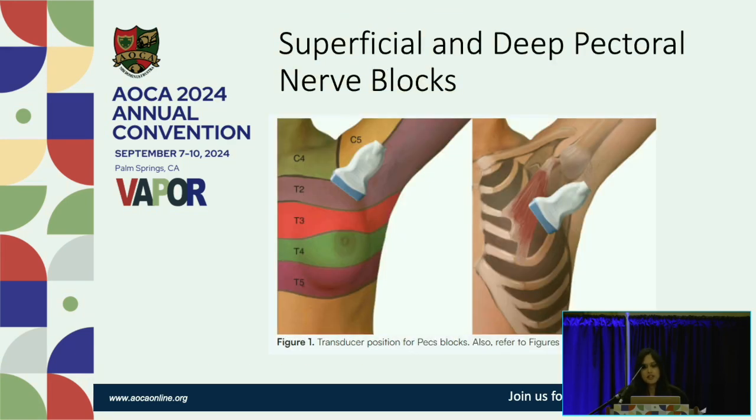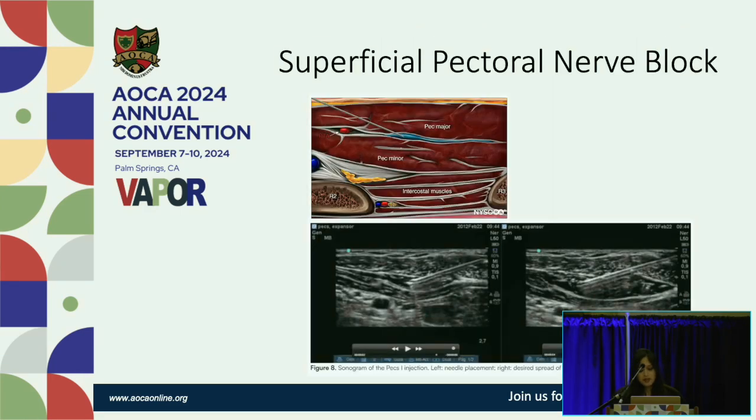So this is just an image to show where you would place the transducer while performing this block. The patient is usually supine. So the superficial pectoral nerve block involves hydrodissection of the plane between the pectoral muscles, and you can inject local anesthetic in this plane. The main landmarks to identify are the pec major, pec minor, and the pectoral branch of the thoracoacromial artery. This nerve block is performed with the patient supine, either with the arm next to the chest or abducted 90 degrees. And as you can see in the ultrasound image, you can see the needle trajectory and the local anesthetic spread in this plane.